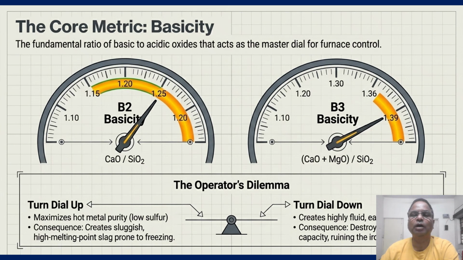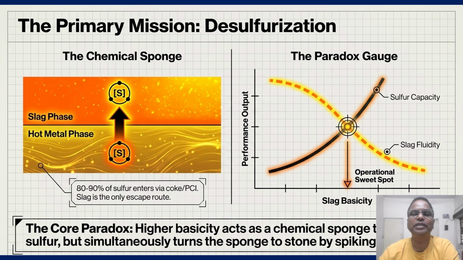Now coming to the part of basicity. Basicity is the main control dial. High basicity improves desulfurization, but it also raises the melting point and reduces slag fluidity. As far as desulfurization is concerned, as we have just seen in the earlier slide, slag removes sulfur from the hot metal, but only if it stays liquid. So we must keep the slag fluid.